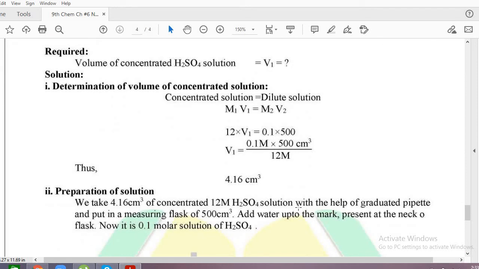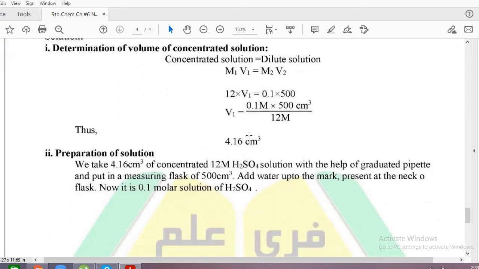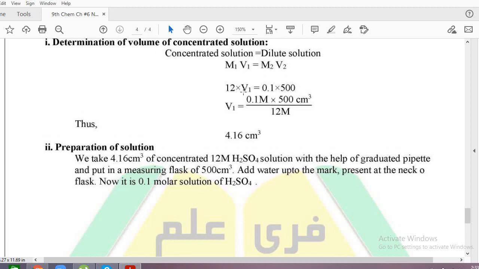It's very simple: concentration given and concentration required. We can write it this way, or you can write concentrated solution and dilute solution. M1, V1 represent the concentrated solution of the given molarity, and M2, V2 represent the dilute solution, or the solution which we need to make. So 12 multiplied by V1 is equal to 0.1 into 500, as the data is given. Again, you can go back to the question and look at the values they have given. Volume V1 we need to calculate. Doing the simple maths, we get the answer 4.16.